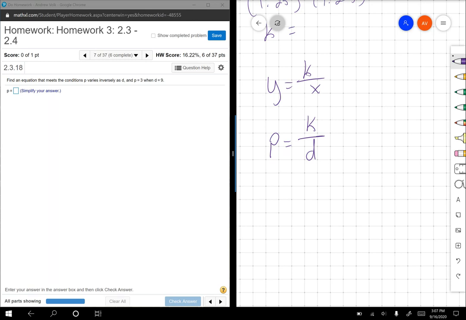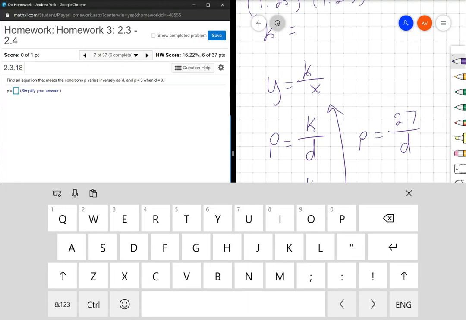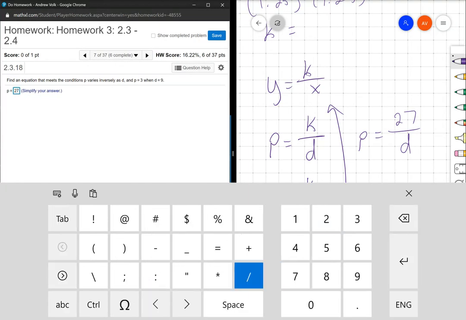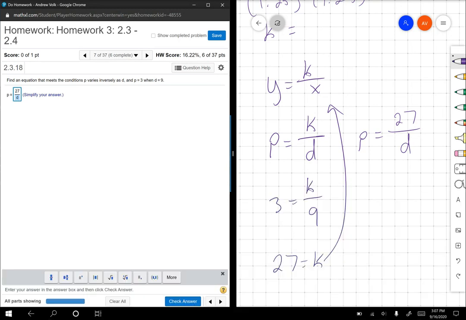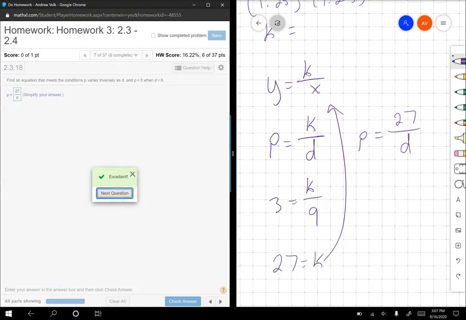And so we're going to do that, and we get 3 equals k over 9. If we wanted to find out what the k would be, we'd multiply both sides by 9, and we get 27 equals k. So we can rewrite this equation as p equals 27 over d. And that'd be my equation. They want us to write the equation, so I'm going to type it in. Awesome.